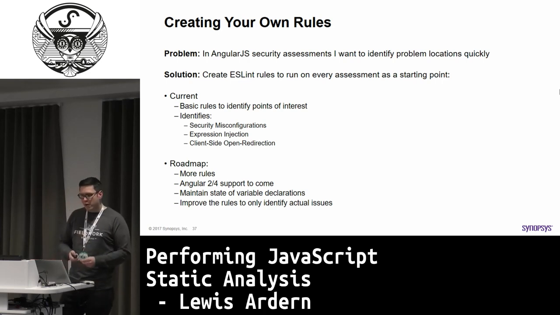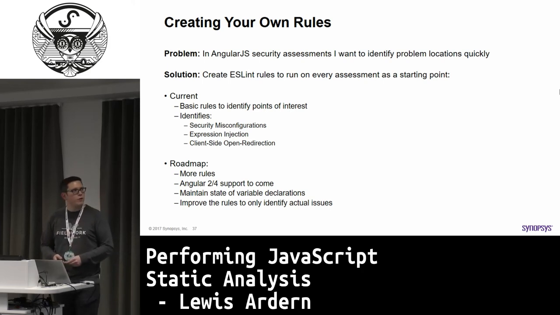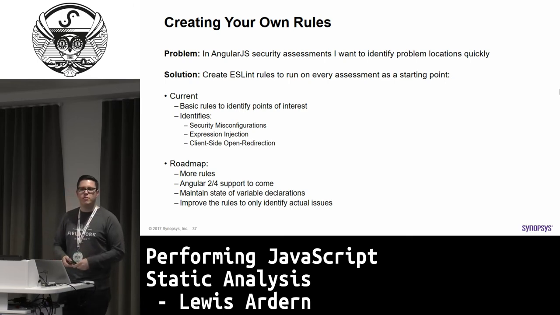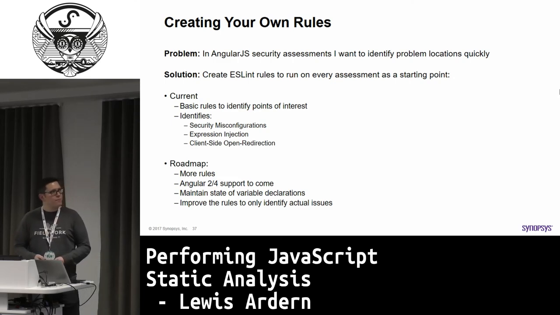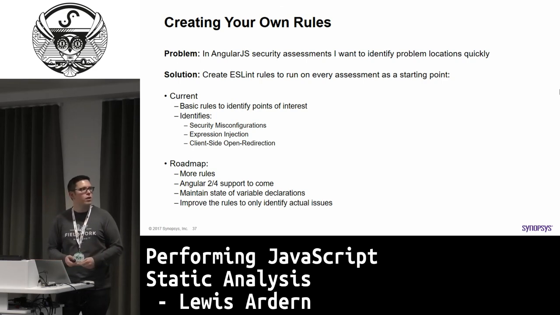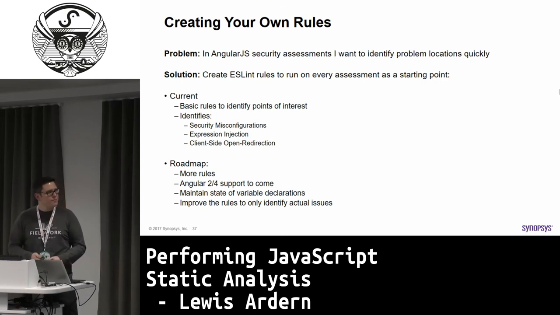The current rules I've created are really just to be used as a point of interest, but I want to make them more useful for developers as well. It will identify things like security misconfigurations where the SCE provider is disabled. When that's disabled, you basically have cross-site scripting throughout most of your Angular app. You've also got expression injection, so when data goes into an expression, it can be evaluated as JavaScript. And because of the client-side routing aspect, there's also client-side open redirection.